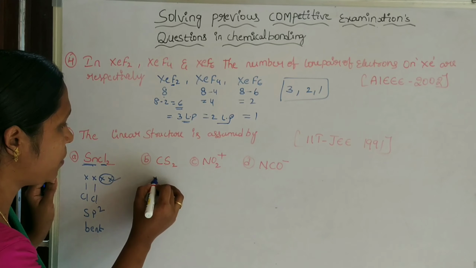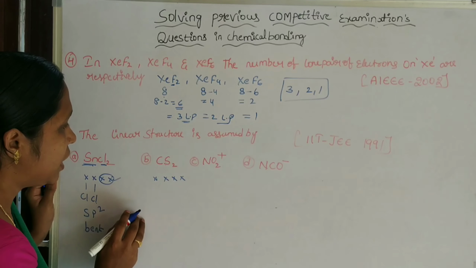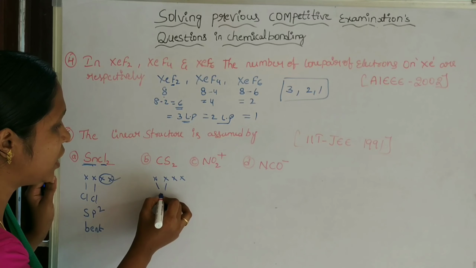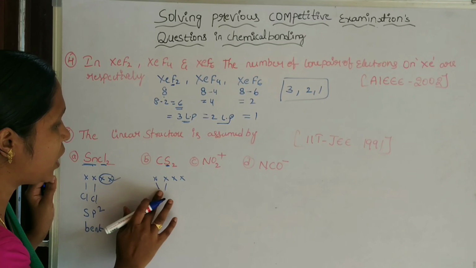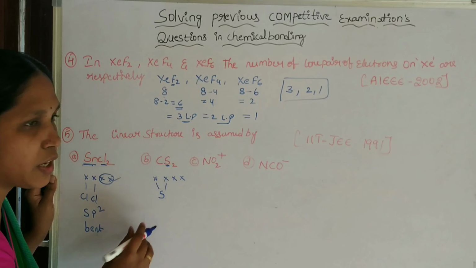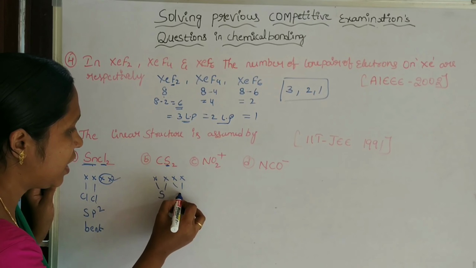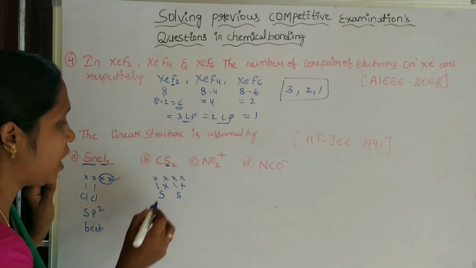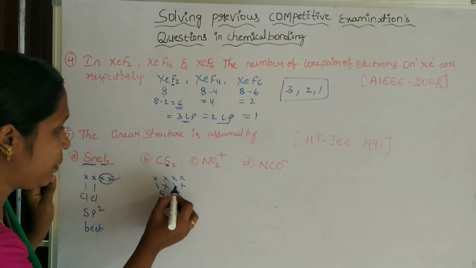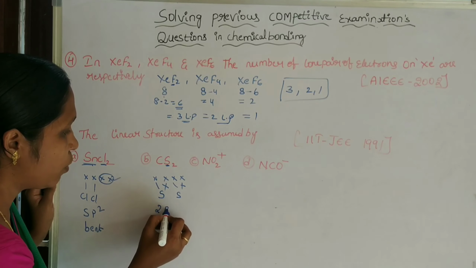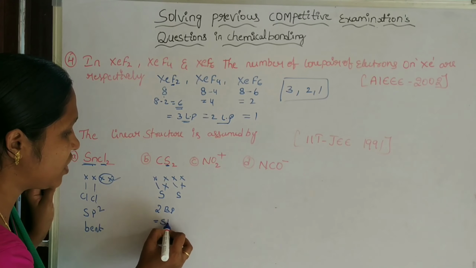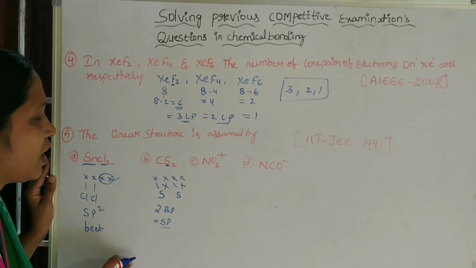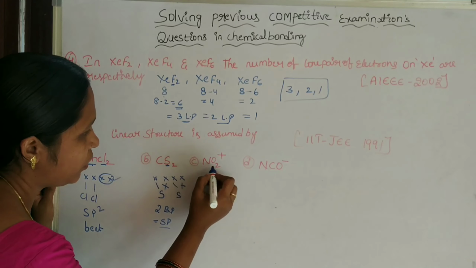Next, CS2. Carbon is also a group 4 element. It has 4 valence electrons. Here it is surrounded by 2 sulfur atoms. Each sulfur has valency 2, meaning each sulfur combines with 2 electrons. One is a sigma bond and another one is a pi bond. Here we take 2 bonded pairs, so the hybridization is sp and the shape is linear.